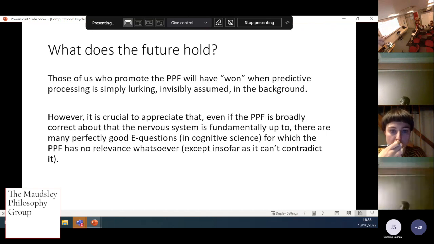But even if predictive processing is correct about what the nervous system is fundamentally up to, there are very, very many perfectly good questions for which the predictive processing framework has no relevance whatsoever, except insofar as it can't contradict it. The same way our economic theories can't contradict Newtonian physics; it's highly unlikely that they would. If it's correct, it can't be contradicted, but it might just not be relevant.